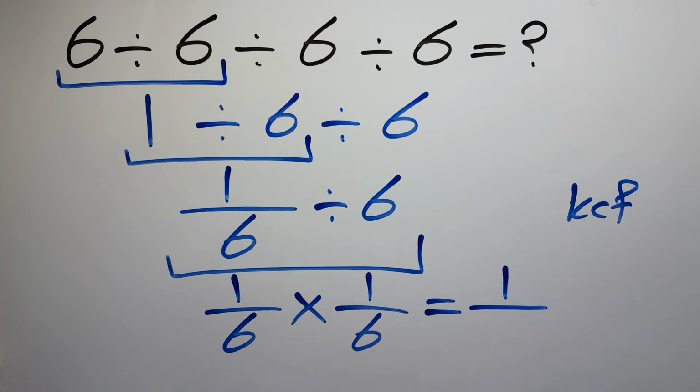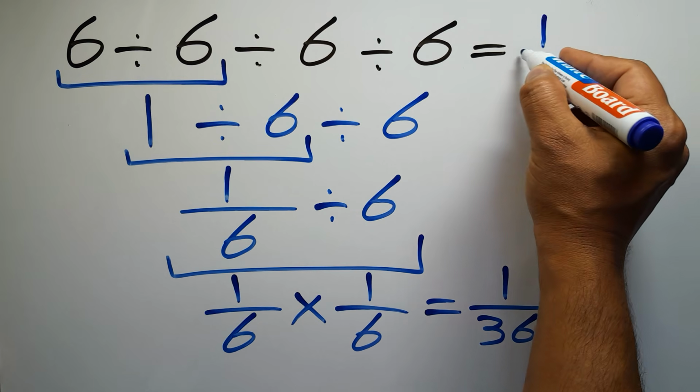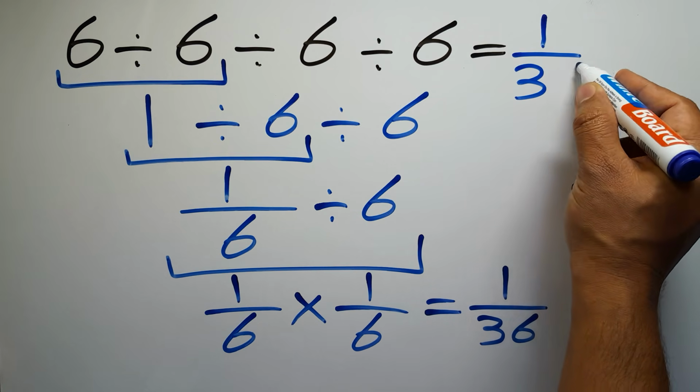So 6 times 6 is just 36. So we have 1 over 36. And this is our final answer to this problem. The correct answer is 1 over 36.